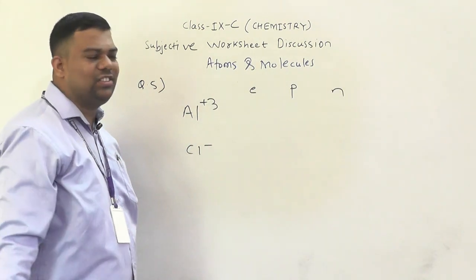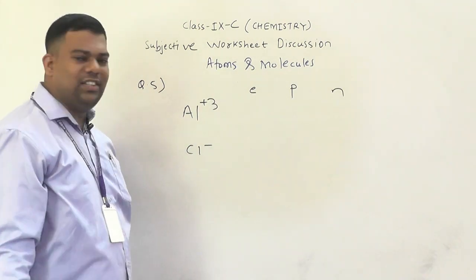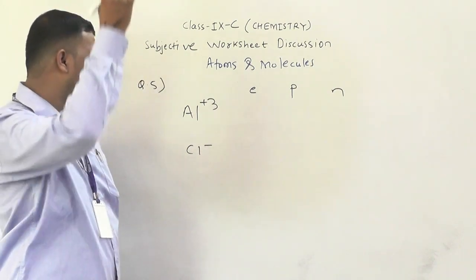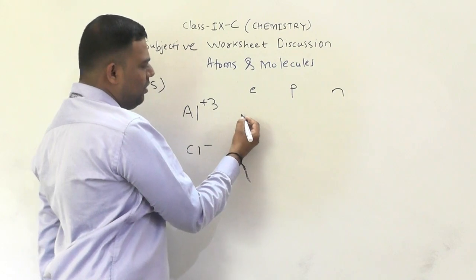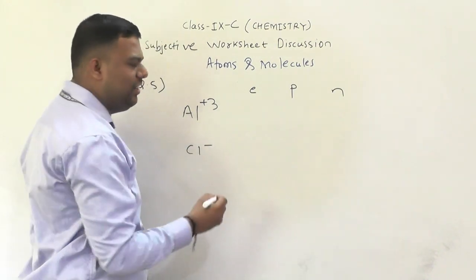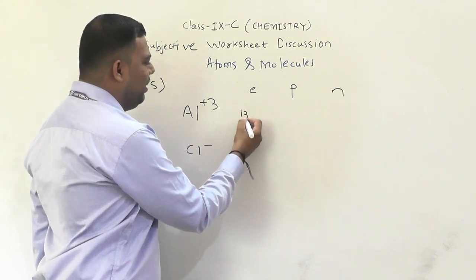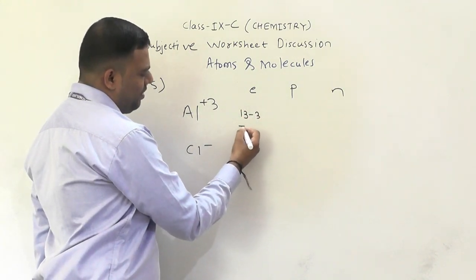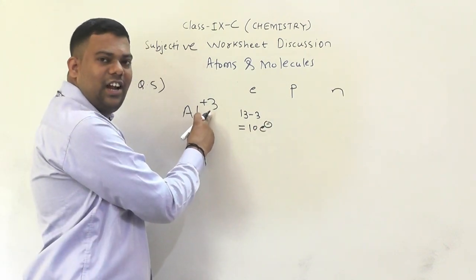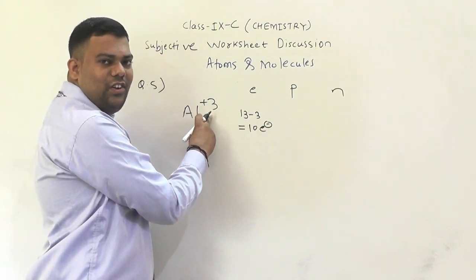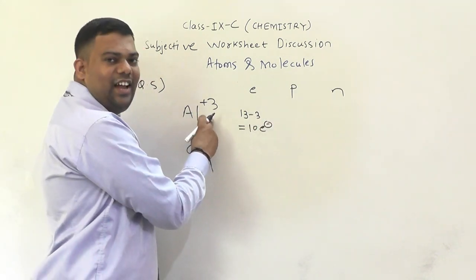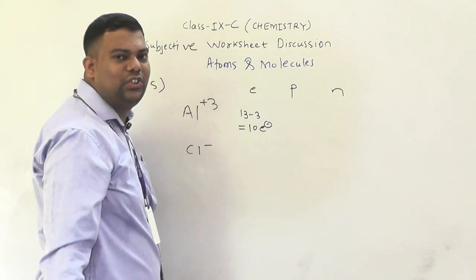So we discussed this prior. Al plus 3. Okay. So see here how we can calculate this. Number of electrons. So for Al the atomic number is already given as 13. So 13 minus 3 is 10 electrons, because here it is plus 3. Understood? Loss of electrons gives plus 3, and metals have a tendency to lose electrons.